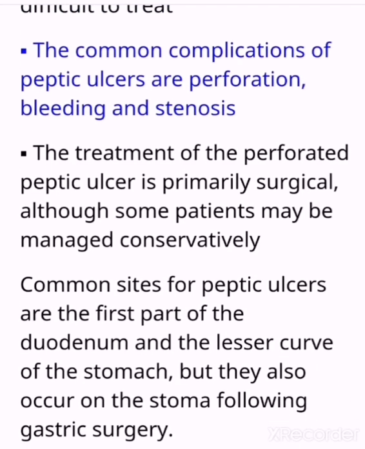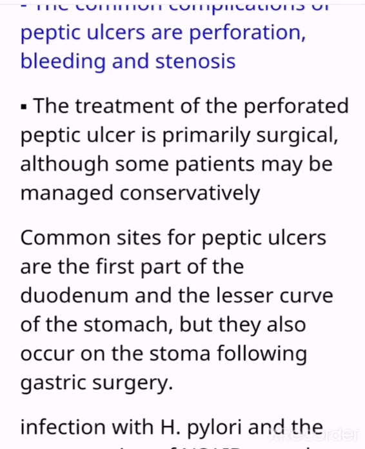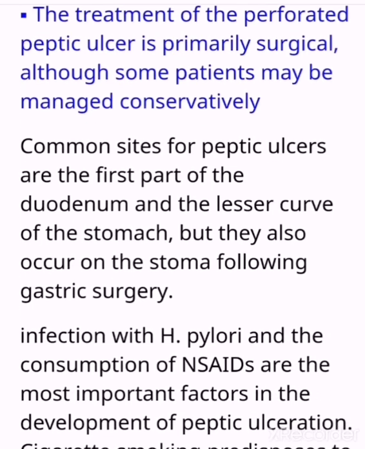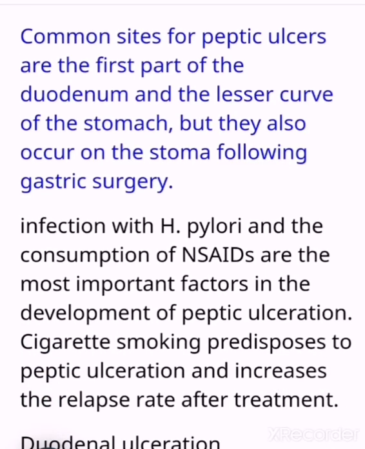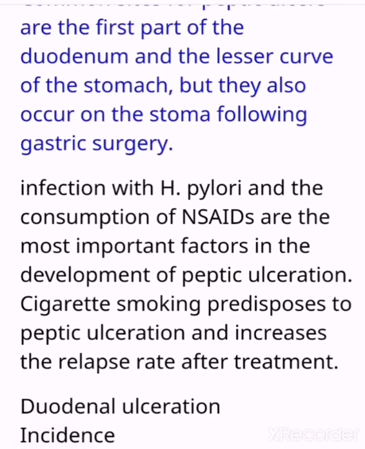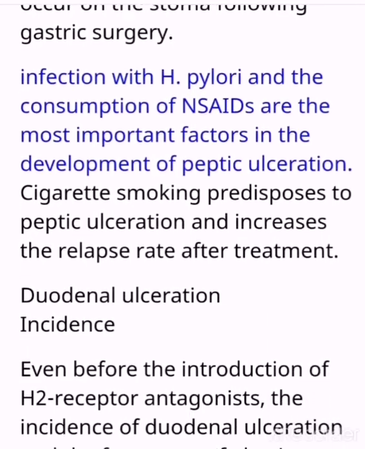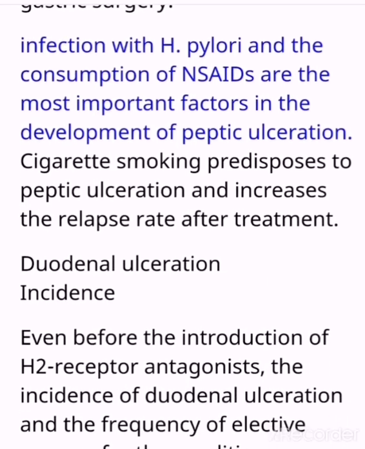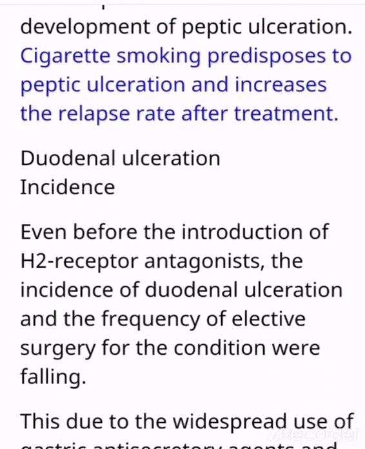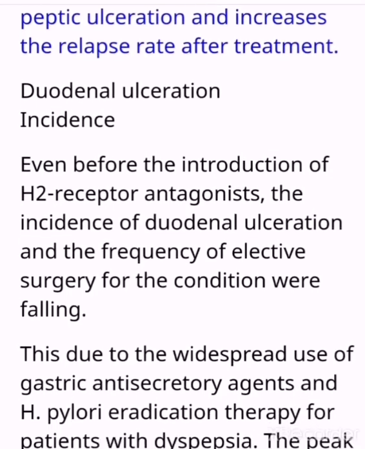The common complications of peptic ulcers are perforation, bleeding and stenosis. The treatment of the perforated peptic ulcer is primarily surgical, although some patients may be managed conservatively. Common sites for peptic ulcers are the first part of the duodenum and the lesser curve of the stomach, but they also occur on the stoma following gastric surgery. Infection with H. pylori and the consumption of NSAIDs are the most important factors in the development of peptic ulceration. Cigarette smoking predisposes to peptic ulceration and increases the relapse rate after treatment.